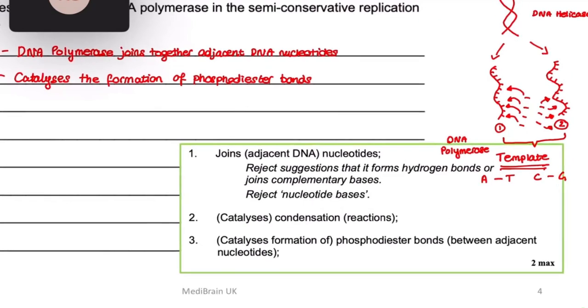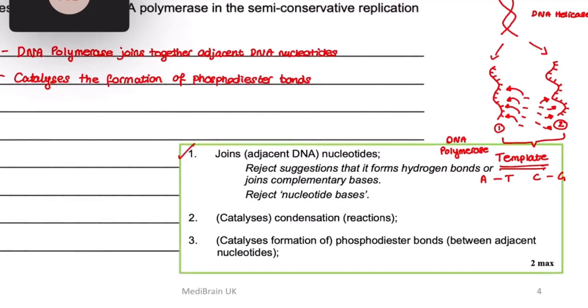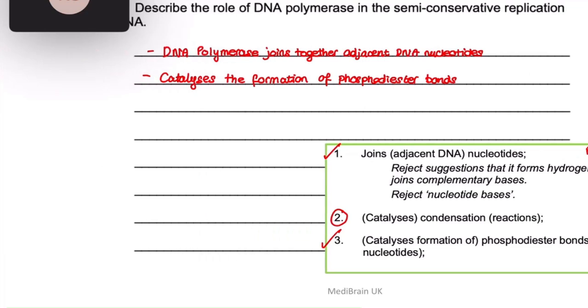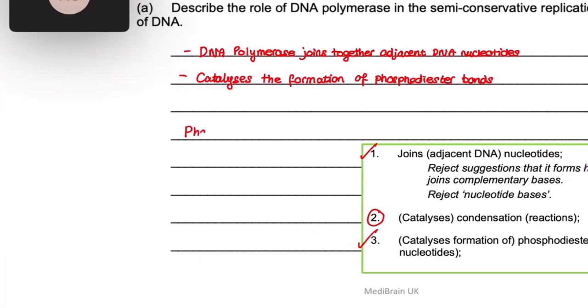If we look at the mark scheme: joins adjacent DNA nucleotides, catalyzes condensation reactions, which we never stated, but it catalyzes the formation of phosphodiester bonds. So we've picked up 2 marks there. Now remember, because of the condensation reactions, we form those phosphodiester bonds. Remember, it's happening between the phosphate. How do phosphodiester bonds form? Let me just go over that.